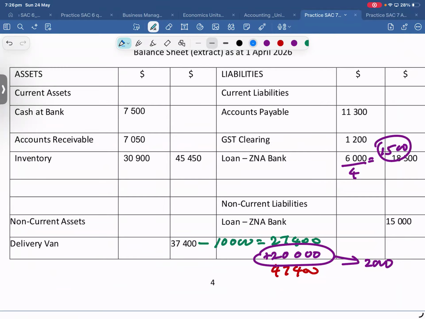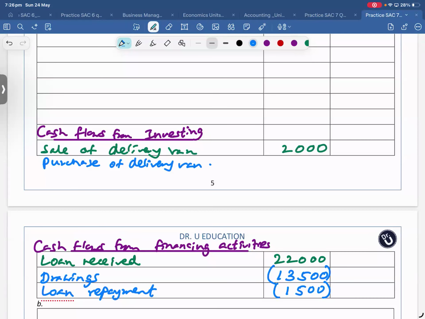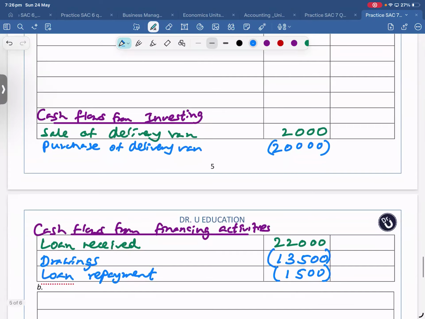No. So we don't know exactly what it is, then don't worry. Then 20,000, but this is negative. The loan repayment, yes, that one we know.